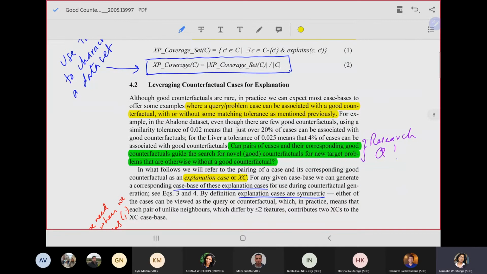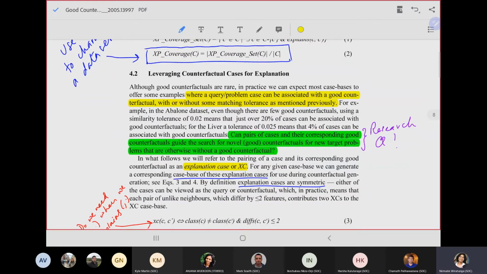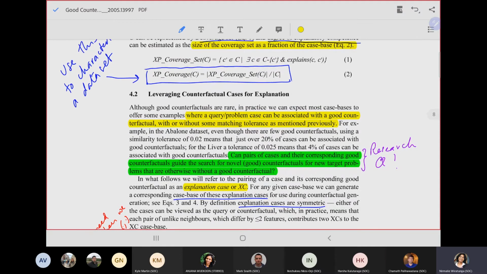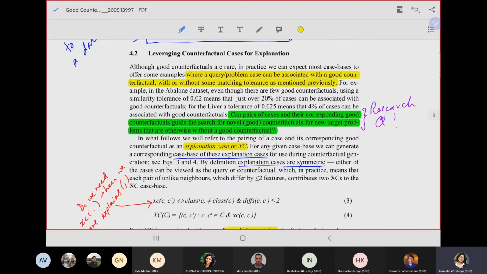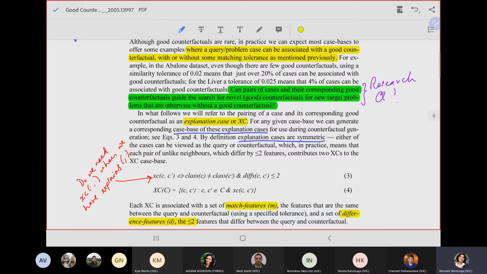Now they come up with this other research question. Can pairs of cases and their corresponding good counterfactuals guide the search for novel good counterfactuals for new target problems that are otherwise without a good counterfactual? So, okay, so from here XP coverage set C found counterfactuals for some cases, right? What they're saying in this research question is for those cases that don't have counterfactuals, can we come up with a technique to generate them? And this is where the novelty of this paper really exists. So let's see how they use case bases to do the generation of counterfactuals.